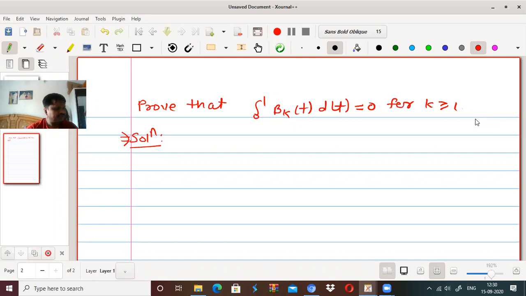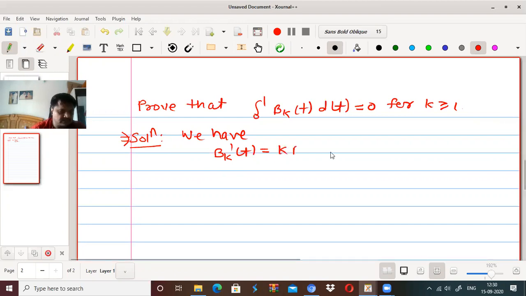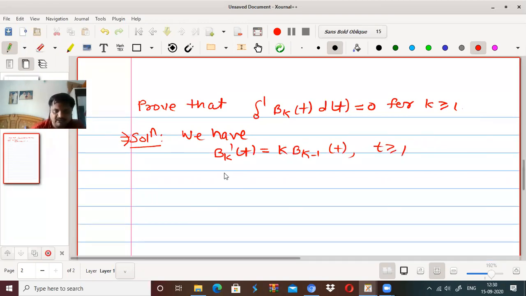Now to prove this we will use the formula for obtaining the derivative. What is the formula we have for the derivative of b_k(t)? We know that b_k dash of t equals k into b_{k-1} of t, for t greater than or equal to 1. Correct? We have this formula.